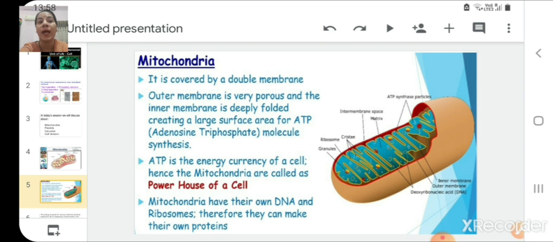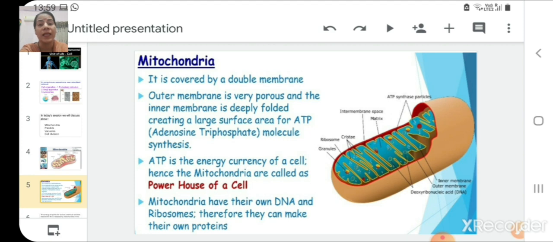It is covered by a double membrane, and the outer one is known as the outer membrane, and the inner one is the inner membrane, which is folded inward, forming the structure cristae. The outer membrane is very porous and the inner membrane is deeply folded, creating a large surface area for ATP molecule synthesis. ATP is the energy currency of the cell. Hence, the mitochondria are called the powerhouse of the cell.